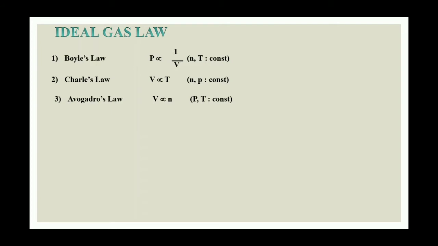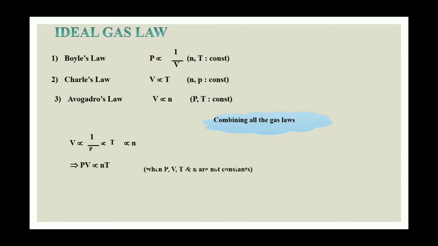Or we have another definition. What was that? Equal volumes of gas contain an equal number of molecules at the same conditions of temperature and pressure. We are going to combine all these gas laws to get our ideal gas equation. So we will get V directly proportional to temperature, inversely proportional to pressure, and directly proportional to n. We will get the relation PV directly proportional to nT. If we remove the constant of proportionality, we will get PV = nRT.